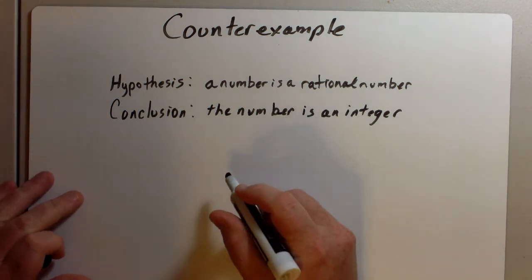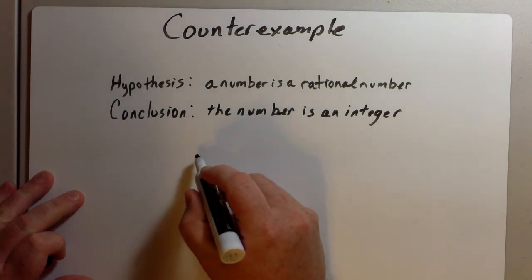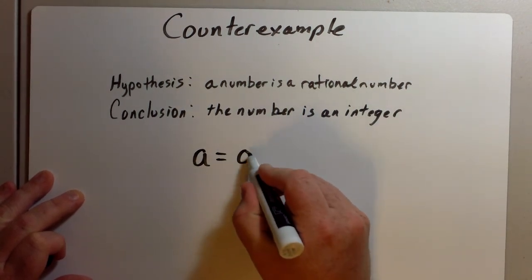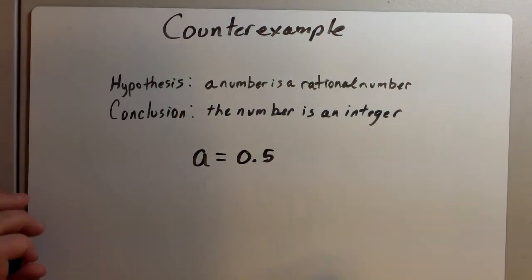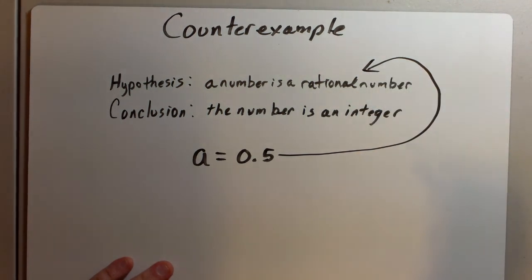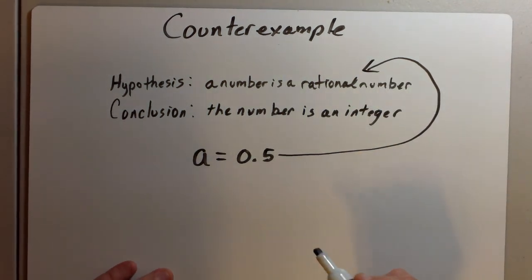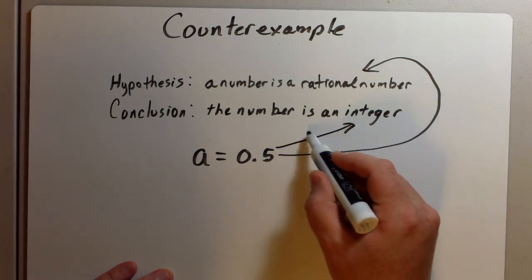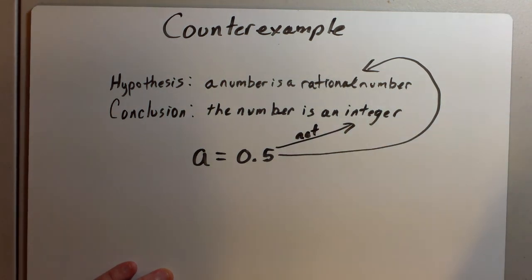One quick and easy counterexample would be using the variable a, equal to 0.5. Well, 0.5 is defined as a rational number. However, since it is a decimal, it is not considered an integer. And all we need is one example. You don't need multiple examples to prove the statement to be false.